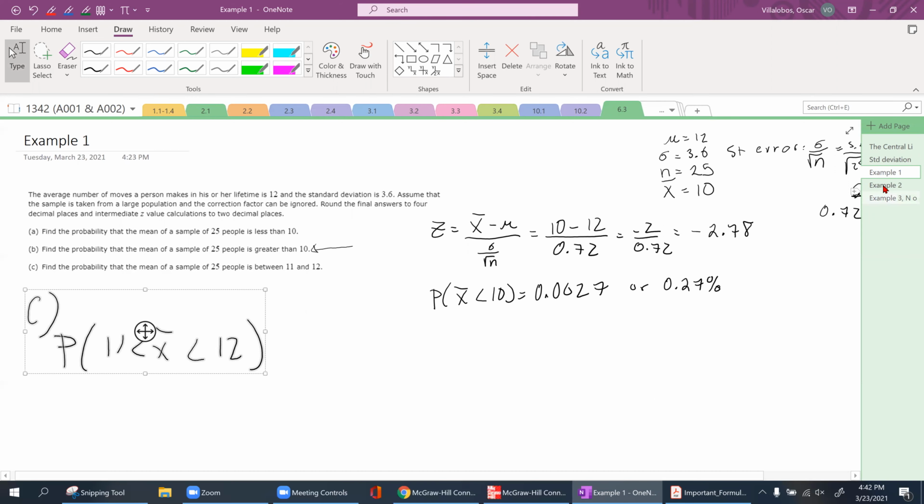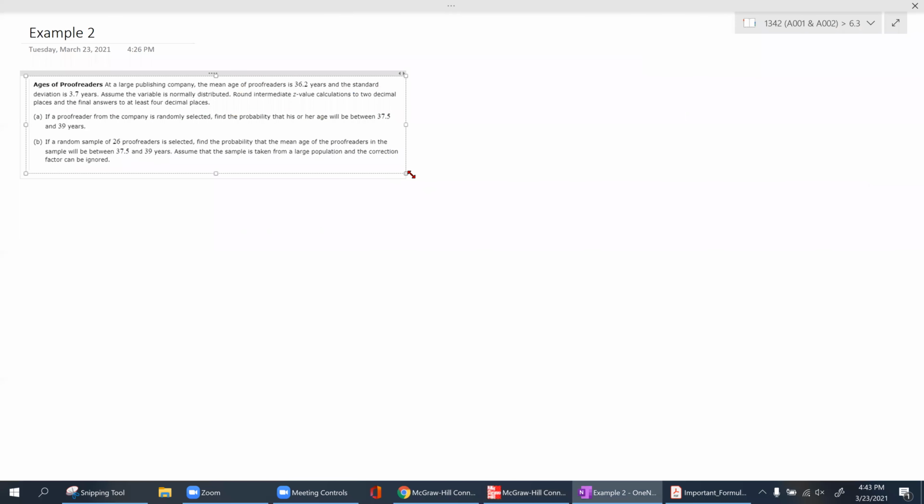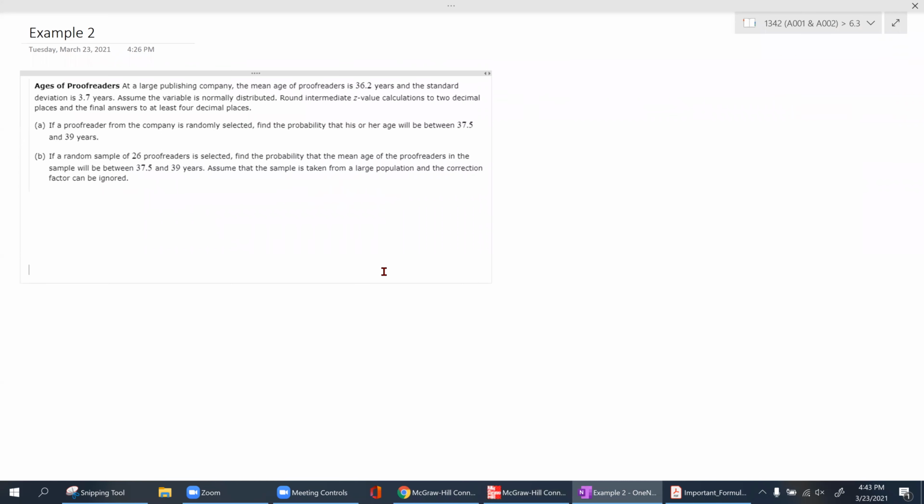So let's go on towards example 2. The ages of proofreaders at a large publishing company: the mean age of proofreaders is 36.2. So they're already telling me my mean. And the standard deviation is 3.7 years. Assume the variable is normally distributed, rounded to the specific values stated there. So this is all I've been given so far.